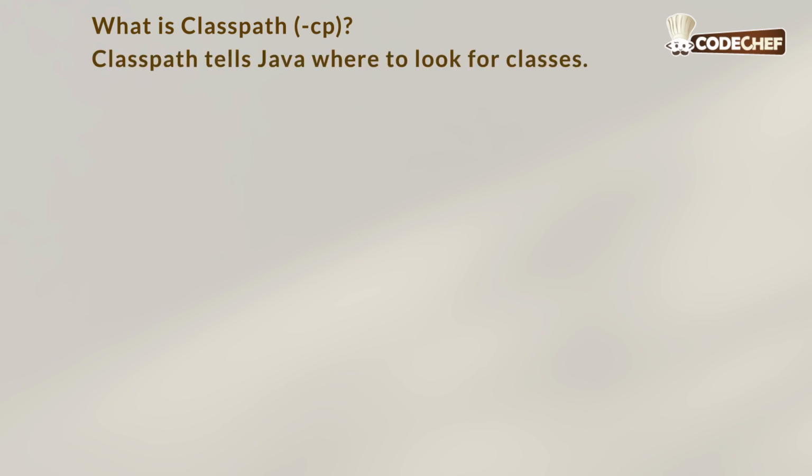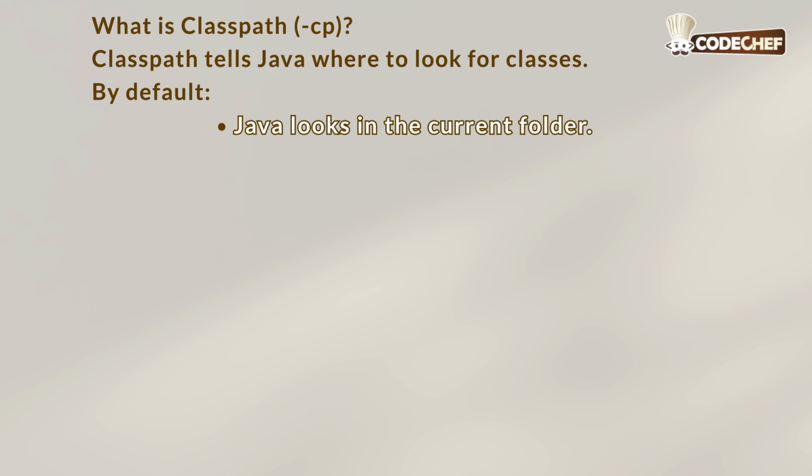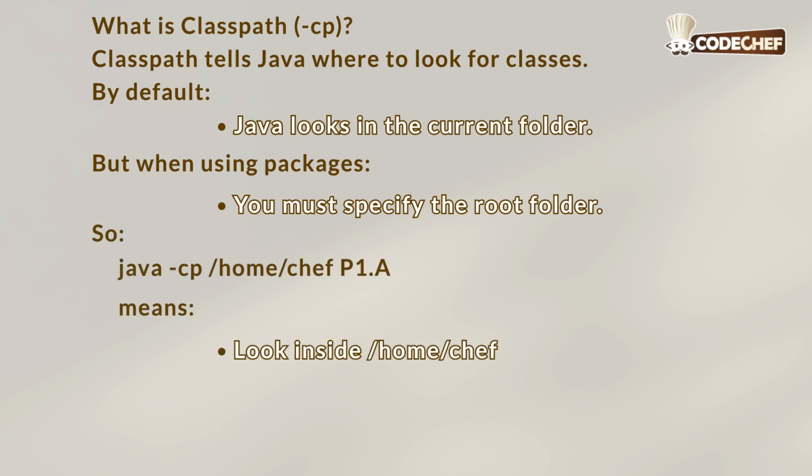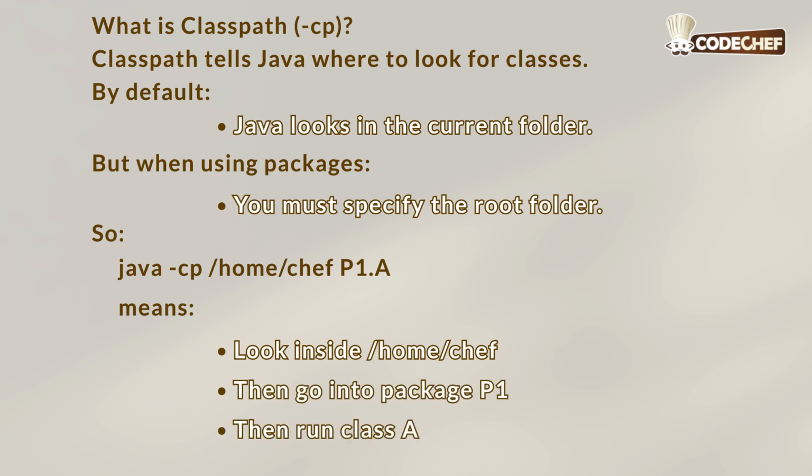What is class path? Class path tells Java where to look for classes. By default, Java looks in the current folder. But when using packages, you must specify the root folder. So, java -cp /home/chef p1.A means look inside home chef, then go to package p1, then run class A.